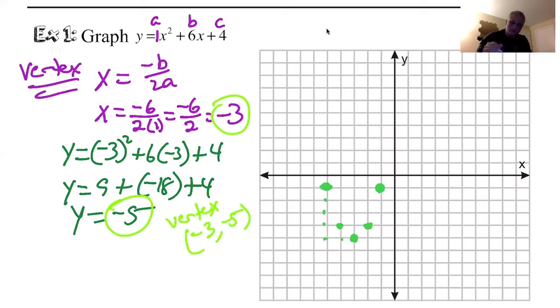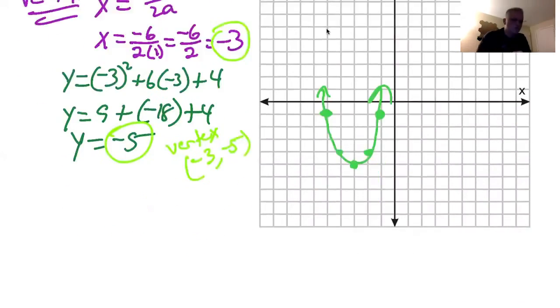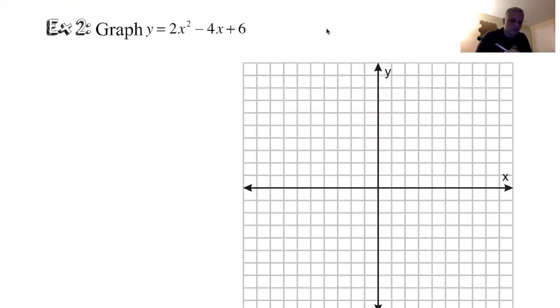I'm basically done. All I have to do is draw my smooth curve. So here it is. Bingo. Not too bad. It gets better the more examples we do. So let's prove that by doing some more examples.